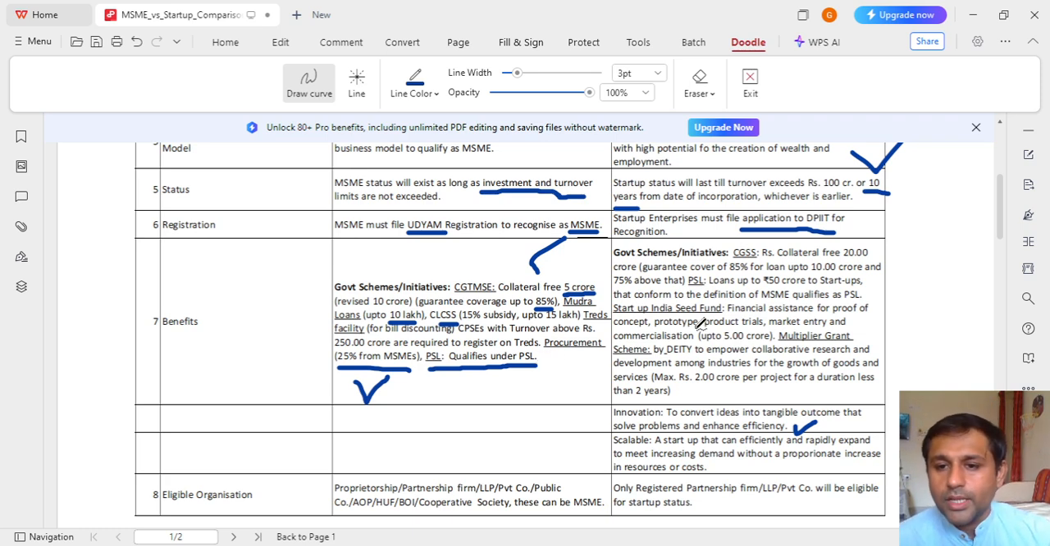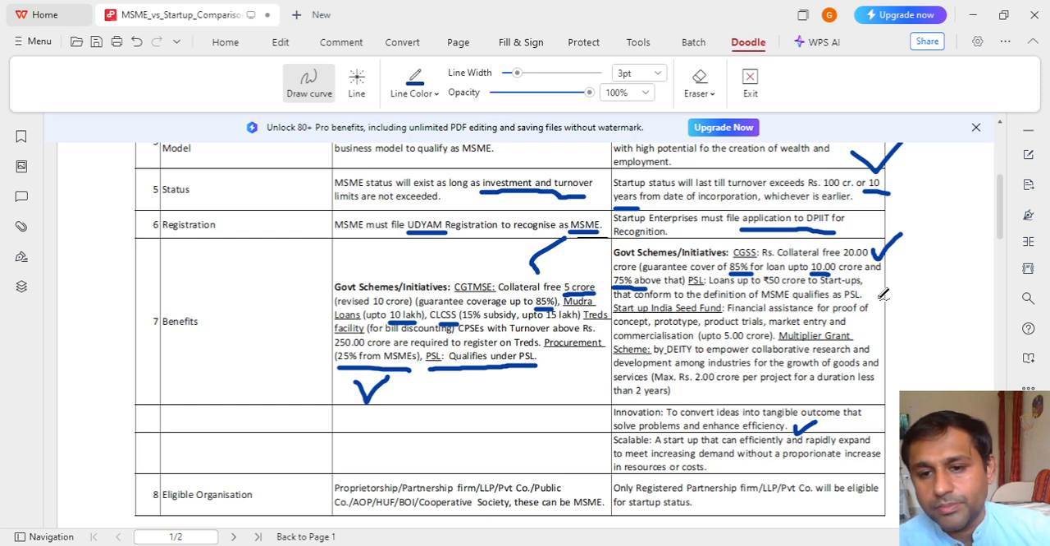In case of startups, there is the Credit Guarantee Scheme for Startups, wherein a collateral free loan up to 20 crore will be provided through the National Credit Guarantee Trustee Company, NCGTC, wherein again the guarantee cover will be up to 85%, but only for a loan of 10 crore. Beyond that, the guarantee cover will be 75%. So it will be up to the bank whether they provide you a collateral free loan or a limited collateral of say 20 to 25%. In case of PSL, only loans up to 50 crore to a startup will qualify, or to one which conforms to the definition of MSME.